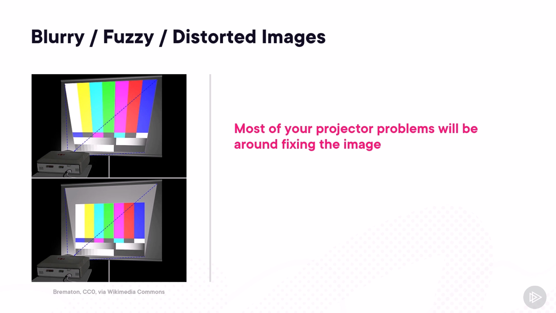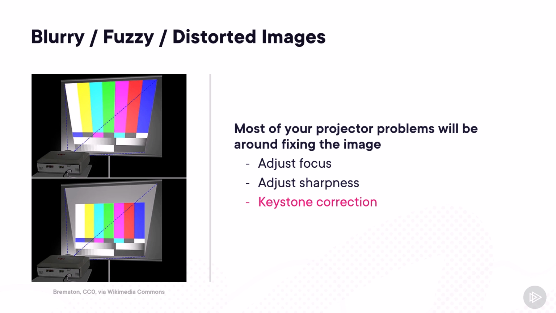Most of your projector problems will be around fixing the image quality. And to do that, you can adjust the focus, adjust the sharpness, or do a keystone correction, which is able to adjust digitally your image instead of you having to move the projector around. Sometimes, well, you might need to move the projector around if keystone correction isn't able to do it. You might have to move the projector in a better spot.